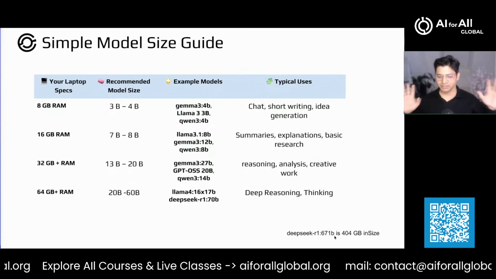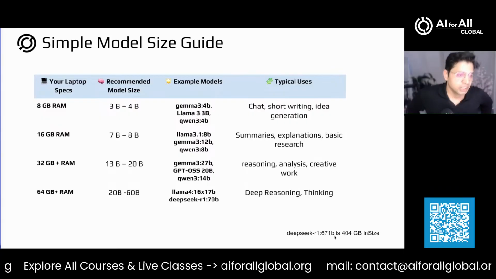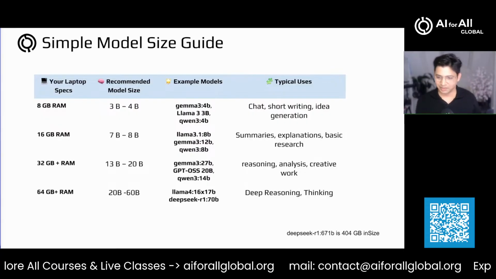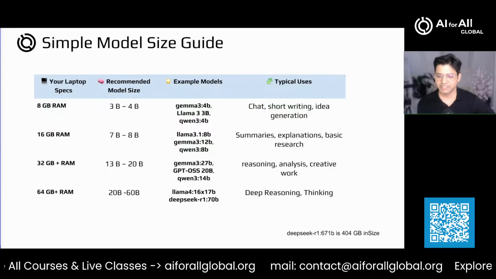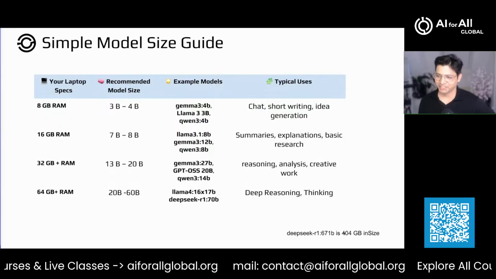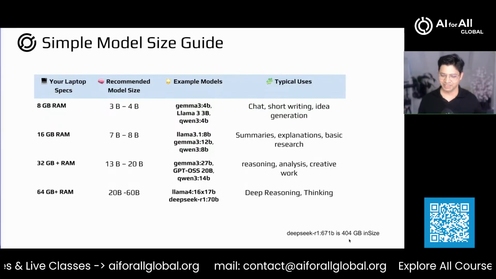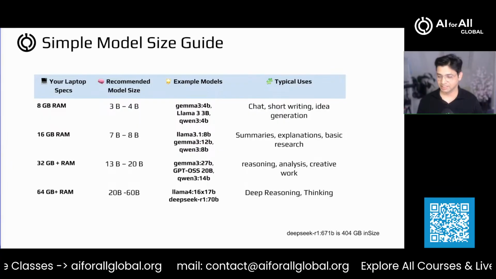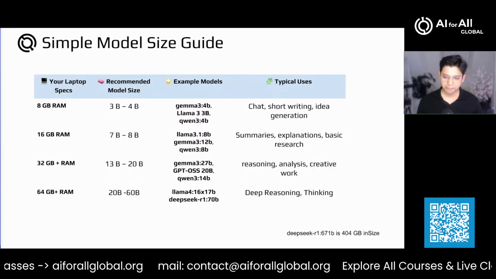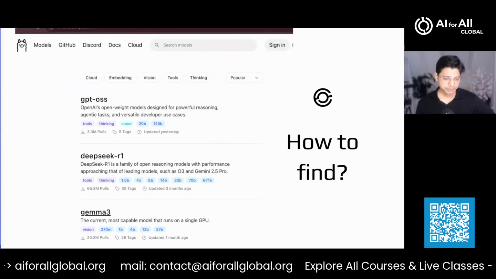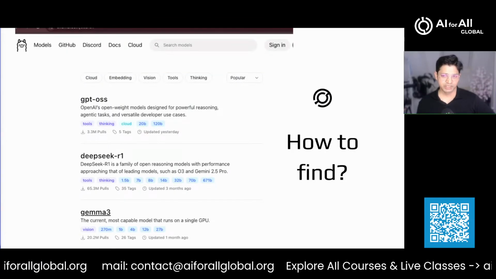This is as good as, or pretty close to, ChatGPT's latest model, which is considered to be closer to 1 trillion parameters. The size of this model is 404 gigabytes, and if you run it, you're going to need about 1 TB of memory space on your laptop. So that's about the models and which models are good.